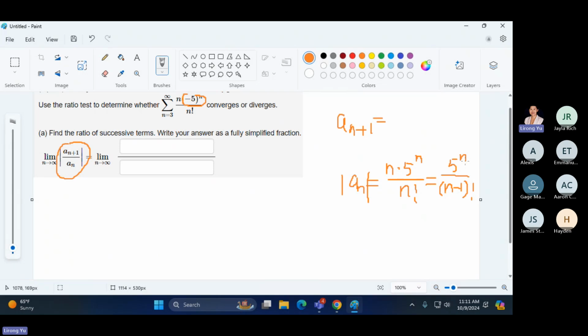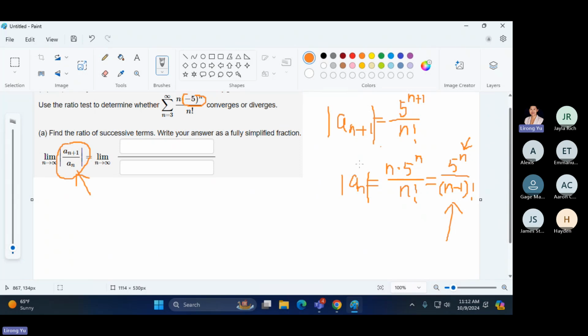Now we're going to write the value. There's the absolute value sign because we're doing the ratio test, so we take the absolute value. We follow this formula: n plus 1 replacing n, so n plus 1 minus 1 gives n factorial in the denominator. The numerator is going to be 5 to the n plus 1 power, because n is being replaced by n plus 1. So that's our a_(n+1).